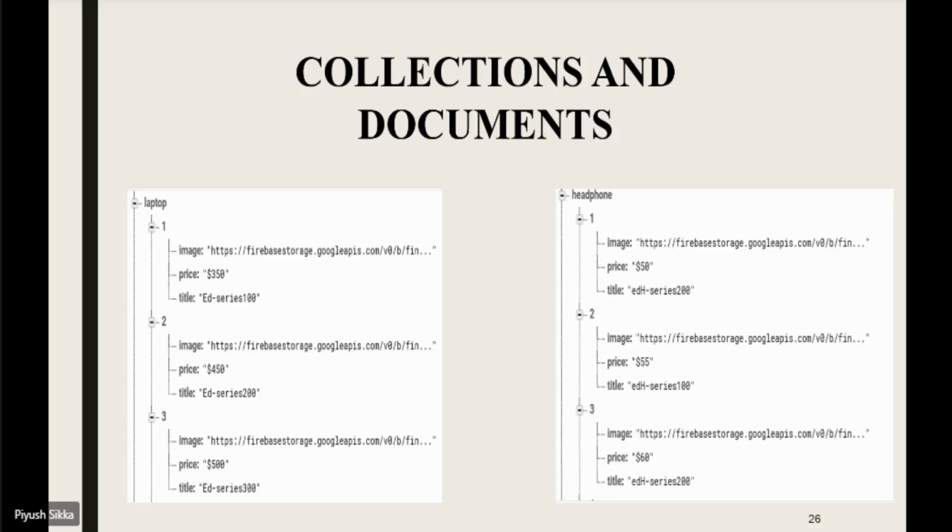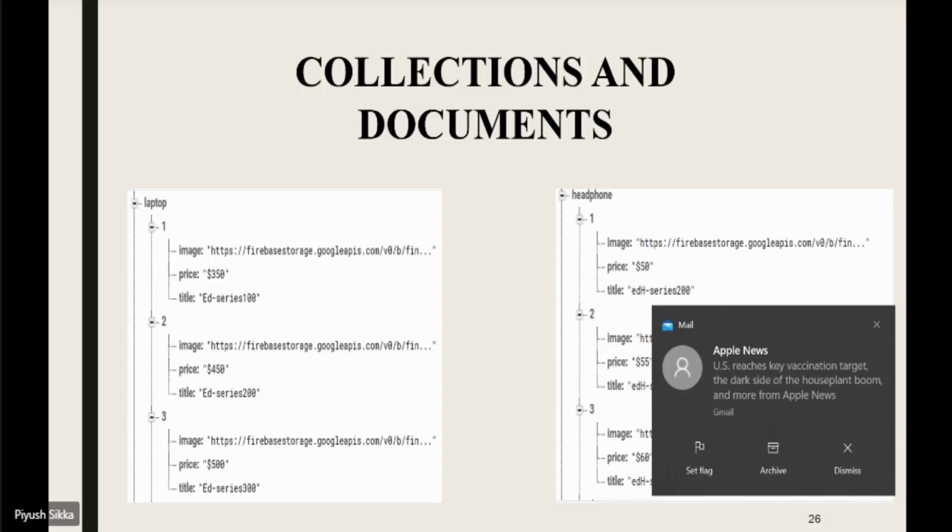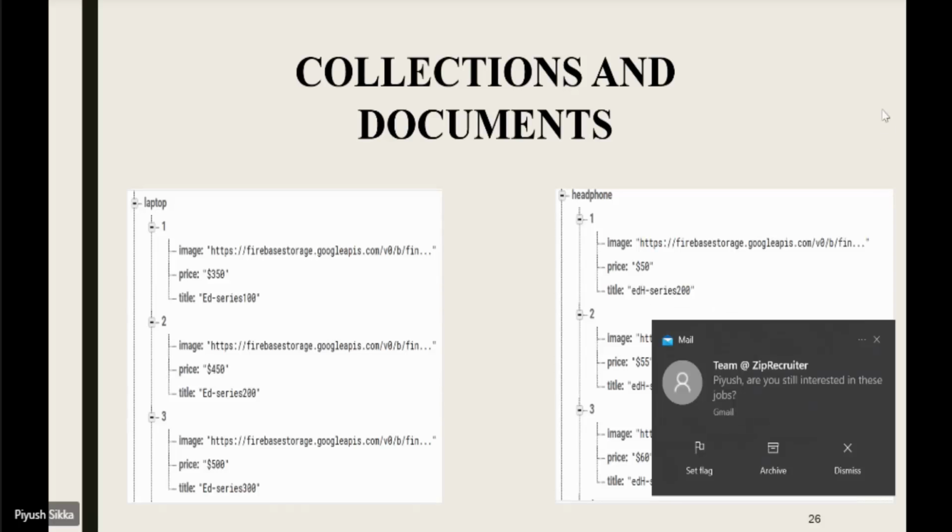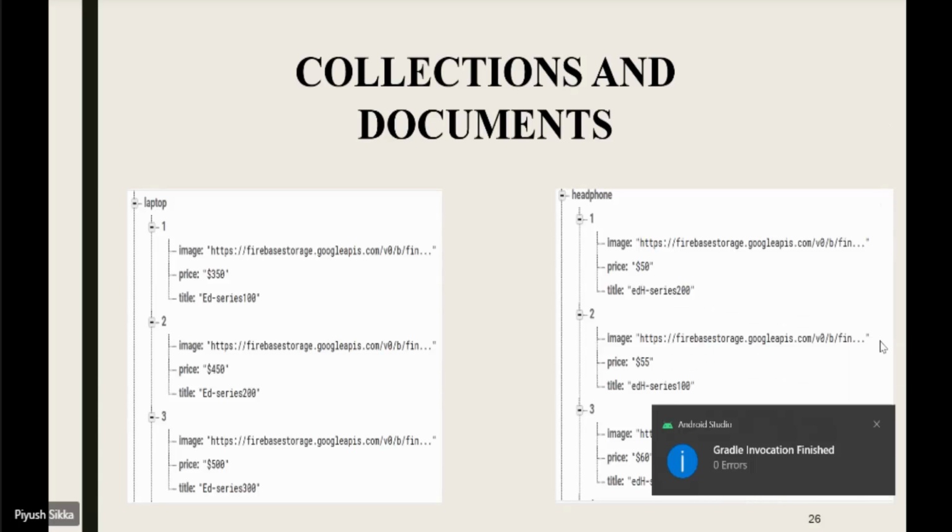The different products have their different categories. The different categories have the different products, like laptop is having several laptops, and headphone is having several headphones. So we are storing the data, such as image, price, and the title.